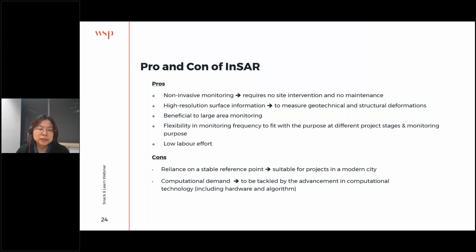But the cons, the disadvantages we want to highlight, is that reliance on a stable reference point is very important. Of course, for a stable modern city like New York City, there is less change, but not for rapidly developing cities, where you need a very stable reference ground, a reference point without any change. And bear in mind that this requires very high computational demand, and it has to be built, because some of the commercial software can tell us that they are able to measure all these things.